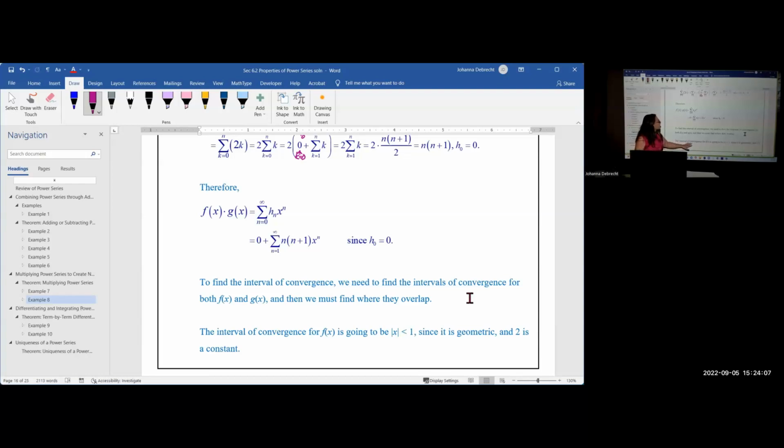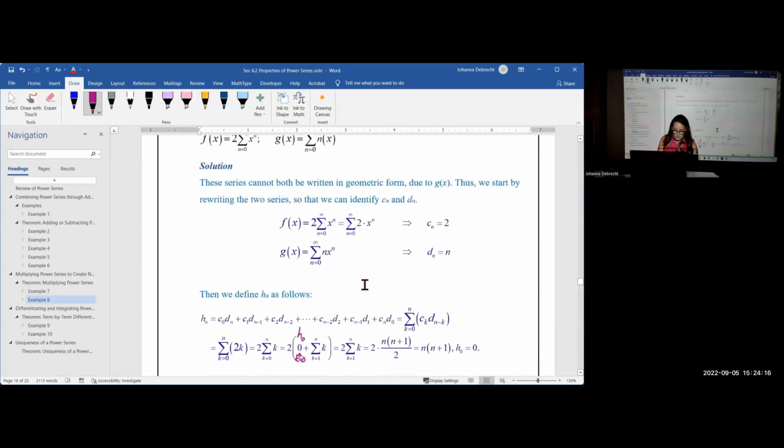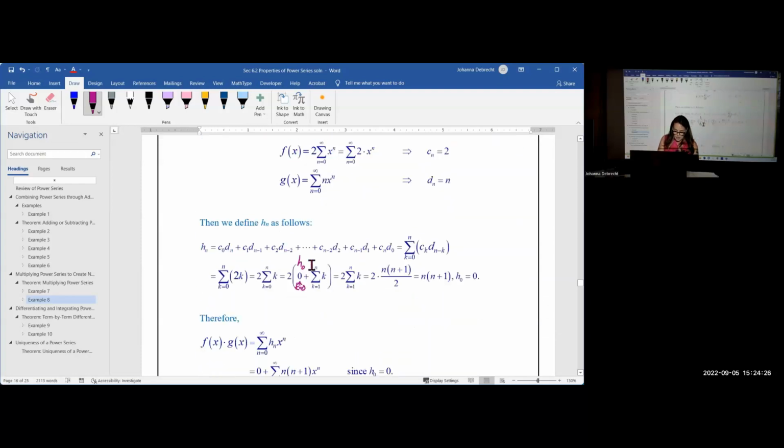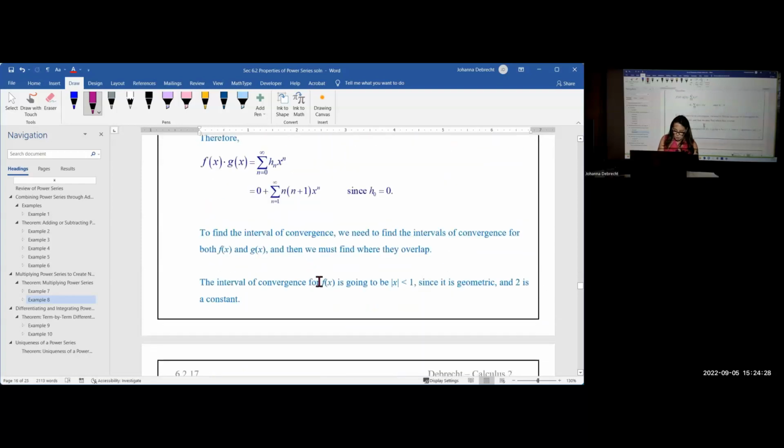Now, the interval of convergence for f of x is just going to be the magnitude of x less than 1 because it's geometric. Let's go back up here to the original statement. This is a geometric series with a constant coefficient of 2. And so we know it's going to converge for magnitude of x less than 1.